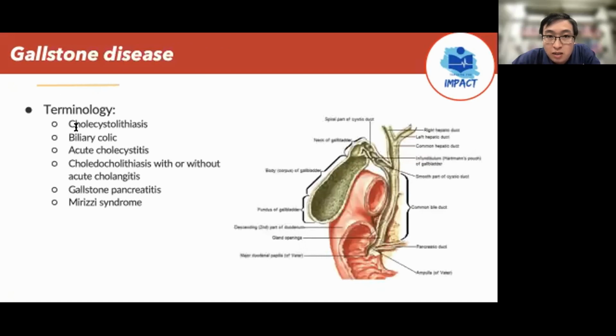Often gallstone disease involves lots of long words and confusing terminology that all sound the same. I'm wondering whether someone can give me some definitions for these terms. So cholecystolithiasis, what does that mean? Just a short, sharp definition.